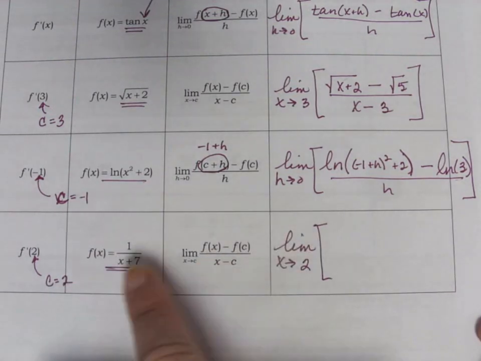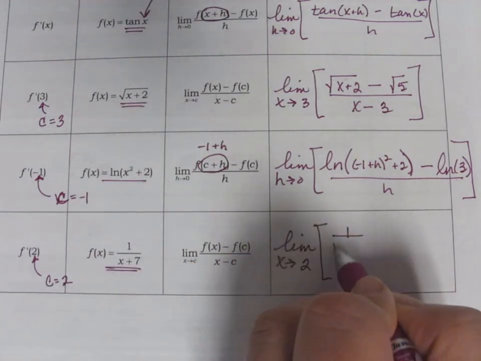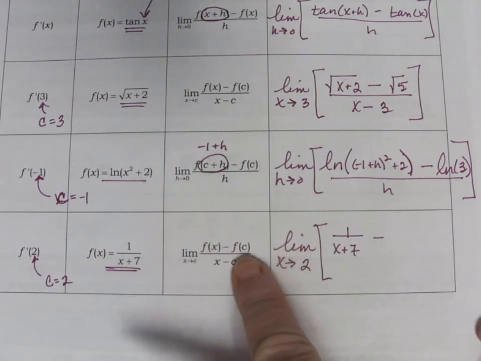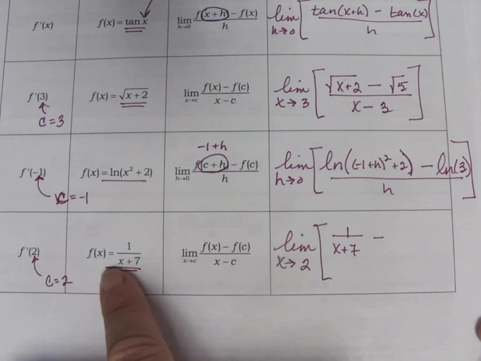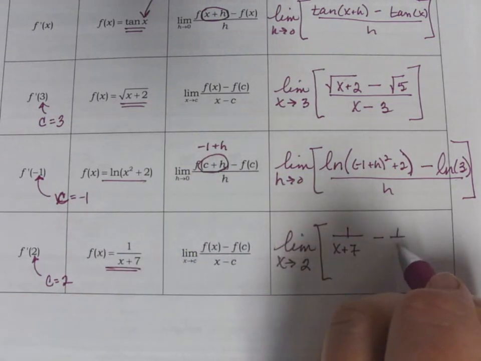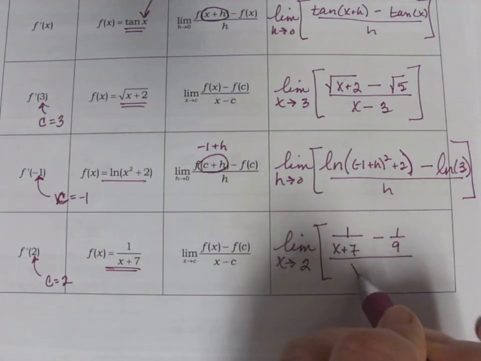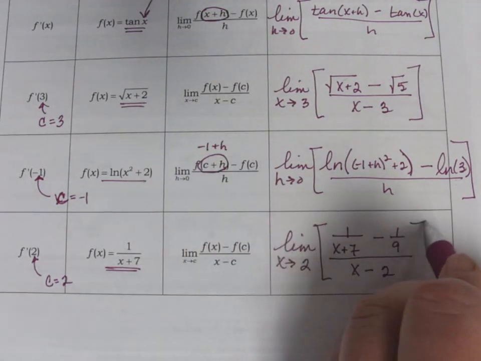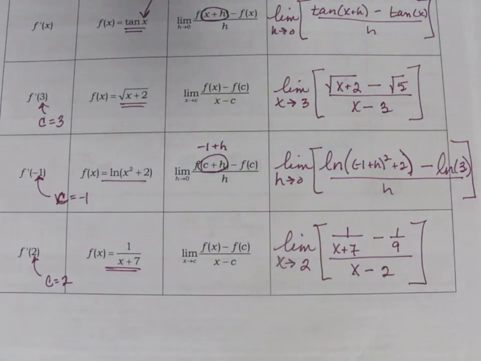All right, f of x is just the equation as is, 1 over x plus 7. Minus f of c is the equation with our 2 value plugged in, so that would be 1/9, all over x minus our c value, which was 2. So that's part of what you're going to have to do on your homework, is just setting up that definition of the derivative, okay?